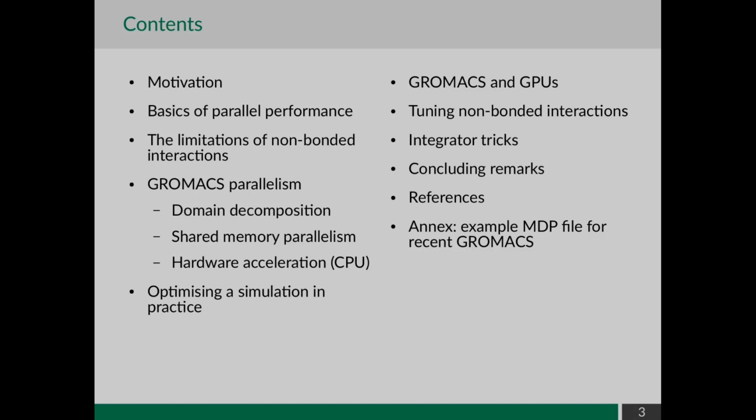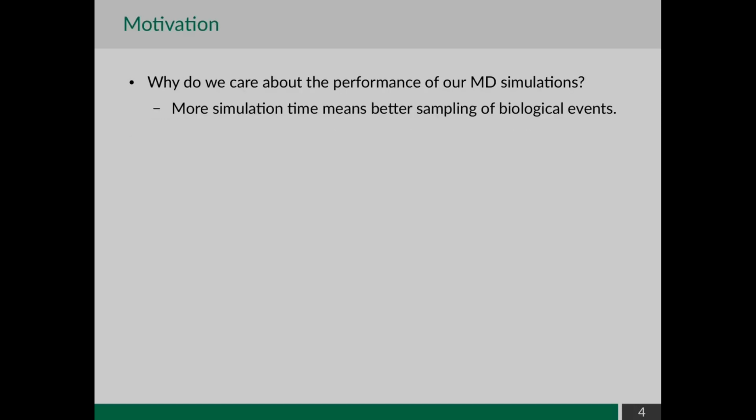Then we'll add another layer of complexity on top by using Gromacs with GPUs. Then we'll look at how non-bonded interactions should be tuned in order to have optimal performance. And I will conclude with a few tricks, either integrator related or on some other topics. Then I will give you pointers to documentation, and finally I have included as an annex an example MDP file for recent versions of Gromacs that allows you to have an optimized parameter set.